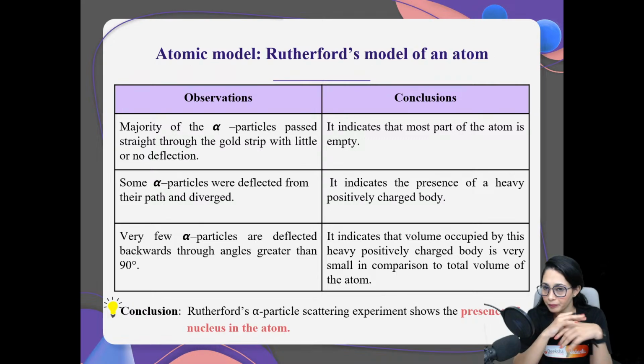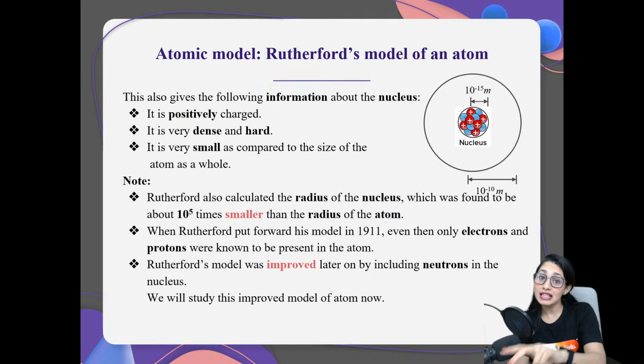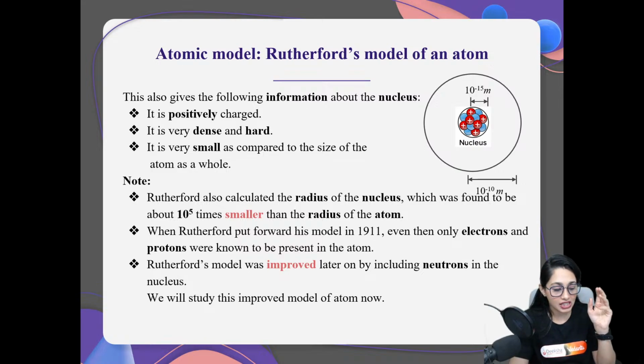So this was experimental evidence. When we have experimental evidence, we cannot say otherwise, right? So what was the conclusion then? Rutherford's alpha particle scattering experiment shows the presence of a nucleus in the atom, and in the nucleus there is something else along with the proton. Which is that? That is the neutron.